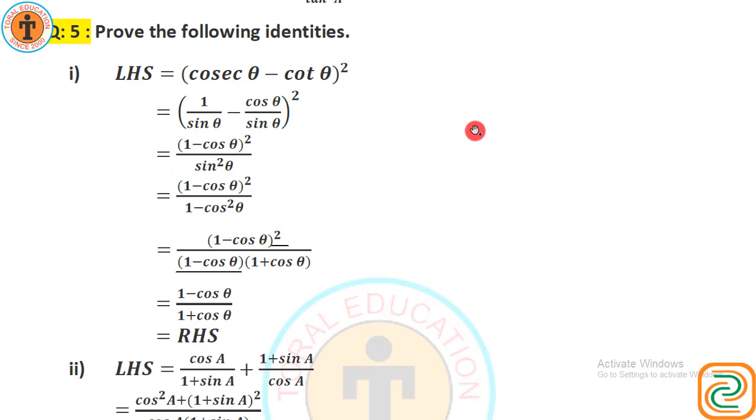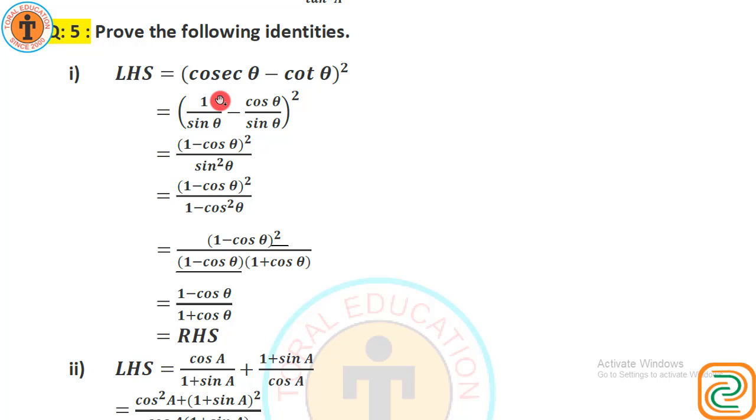Now it is prove the following identities. There are total 10 sums. Remember all things, remember all formulas, you can get it. It's not hard, but it takes some time to remember all identities and where to apply these identities. Application of identities is necessary.